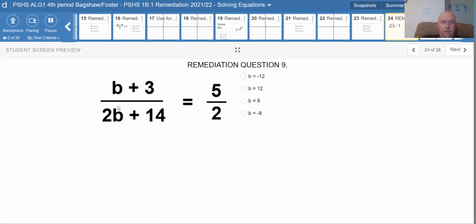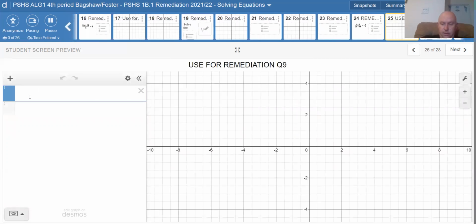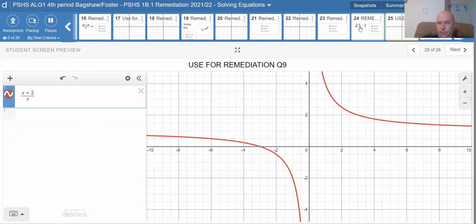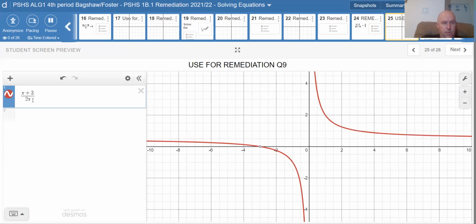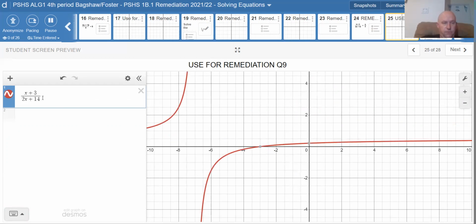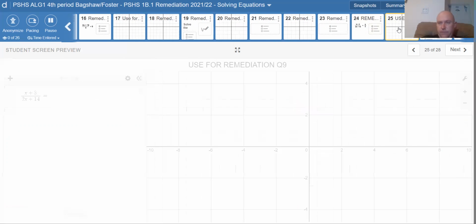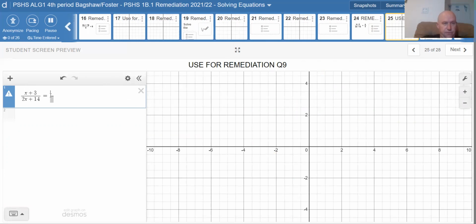The butterfly method, our cross multiplication question, this would have taken a long time to work this out before by hand. Now we can just go ahead and use that same thing. So I said b plus 3. Whoops. So I'm going to put x plus 3. On the bottom of the fraction, it said 2b plus 14. So I'm going to put in 2x plus 14 equals, and it equals 5/2. So fraction first, 5 and 2.